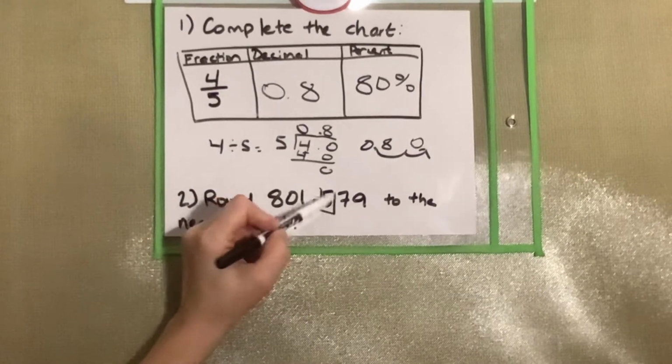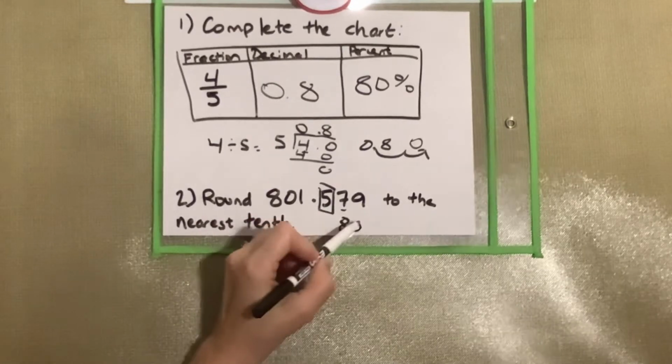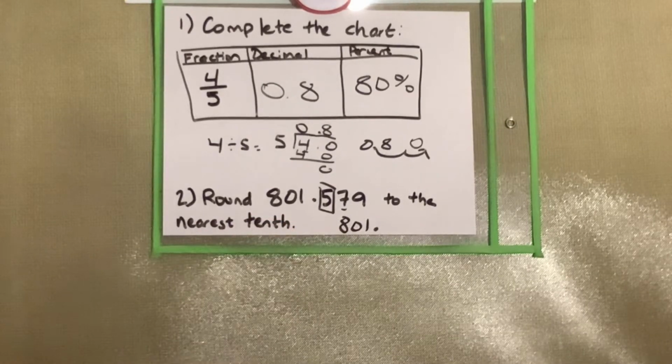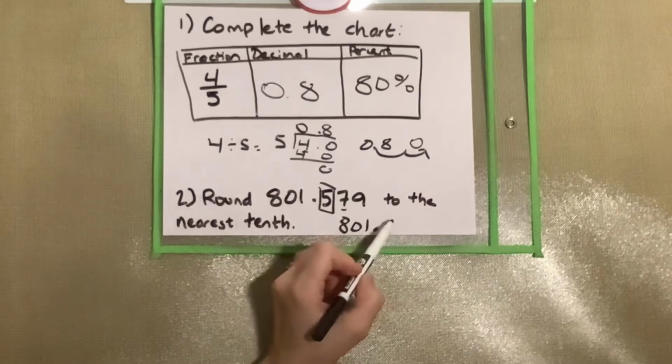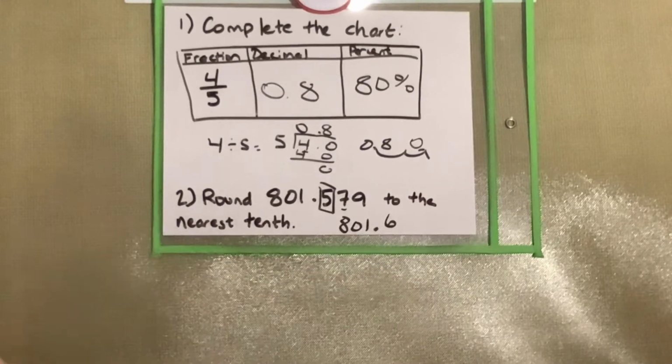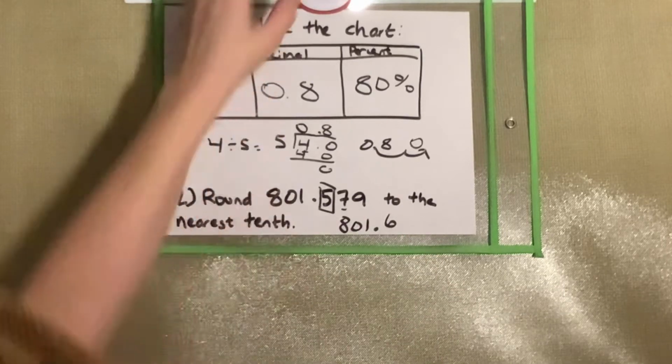Rounding to the nearest tenth. Remember, we're going to put a box around the number that we're rounding to and underline the digit to its right. Everything to the left stays the same, including where the decimal point is placed. Now we look. 5 or more, add 1 more. Everything after that becomes a 0, but remember those zeros are unnecessary, so we don't want to include them. So our answer here would be 801 and 6/10.